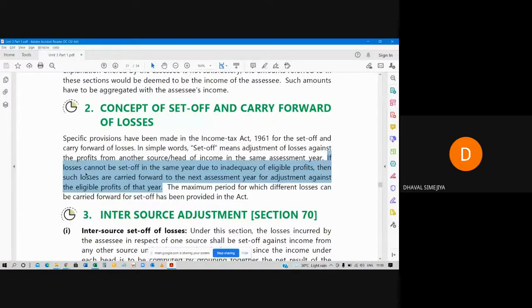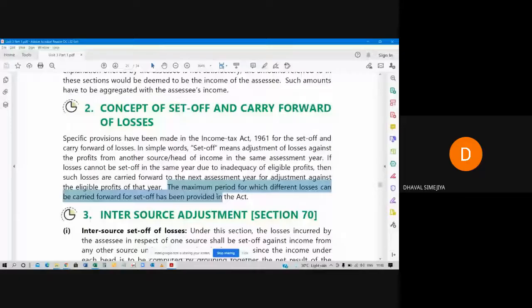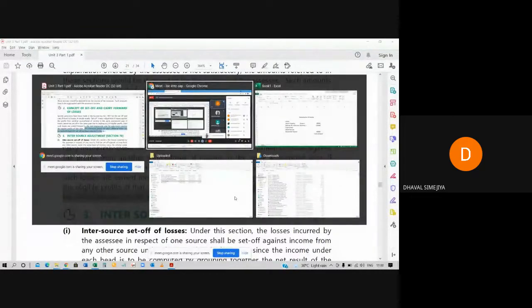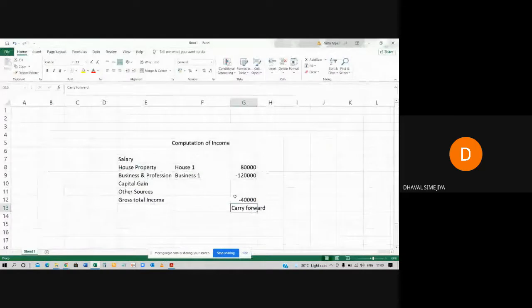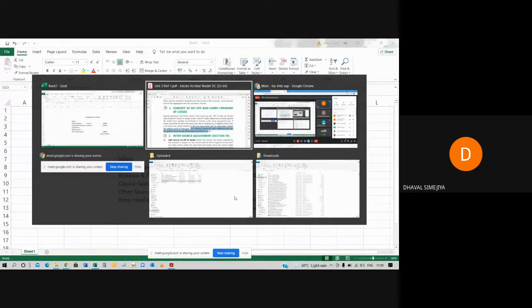If losses cannot be set off in the same year due to inadequacy of eligible profit, then such losses are carried forward to the next assessment year for adjustment against the eligible profits of that year. The maximum period for which different losses can be carried forward for set off has been provided in this Act. Sir, for how many years will this loss be carried forward? So it is given in this Act. We will discuss later on in this chapter.